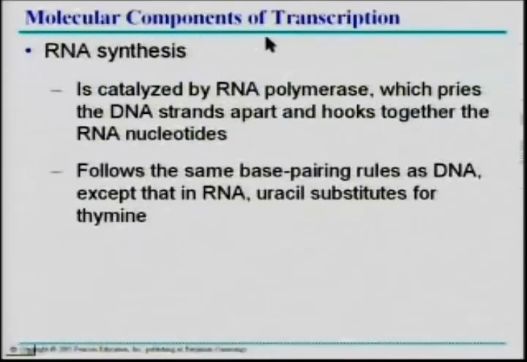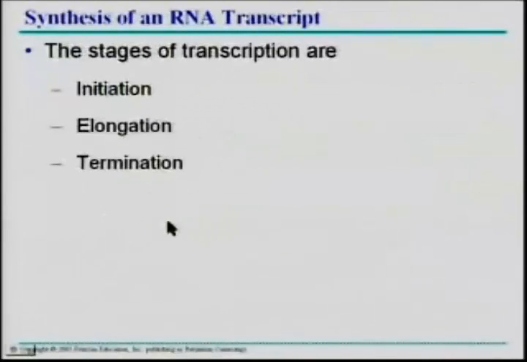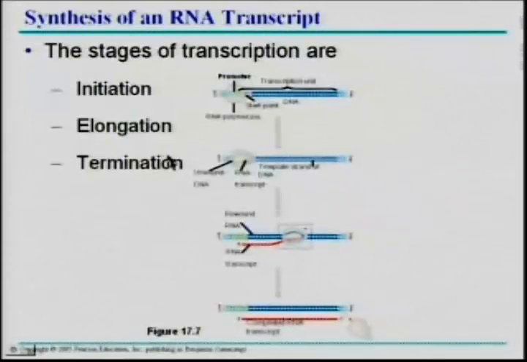The molecular components of transcription include the RNA synthesis. It is catalyzed by RNA polymerase, which pries the DNA strands apart and hooks together the RNA nucleotides. It follows the same base pairing rule as DNA, except that in RNA, uracil substitutes for thymine, and of course RNA has the ribose sugar rather than the deoxyribose. Here we look at synthesis of an RNA transcript. The stages of transcription are initiation, elongation, and termination, and they are shown in this figure.